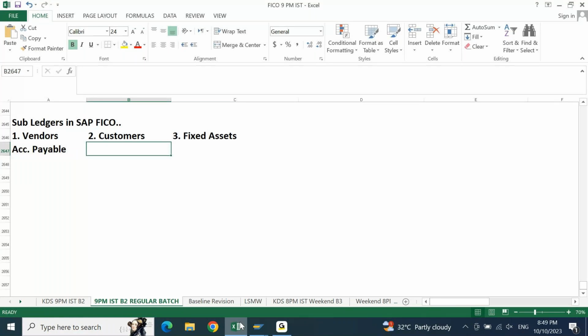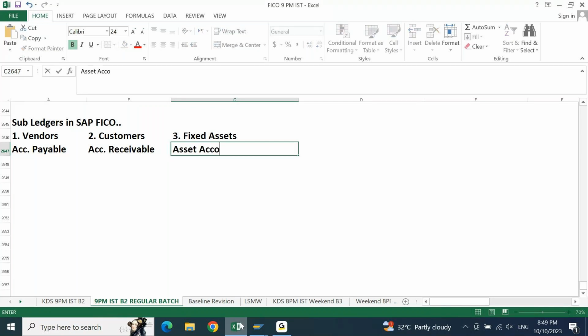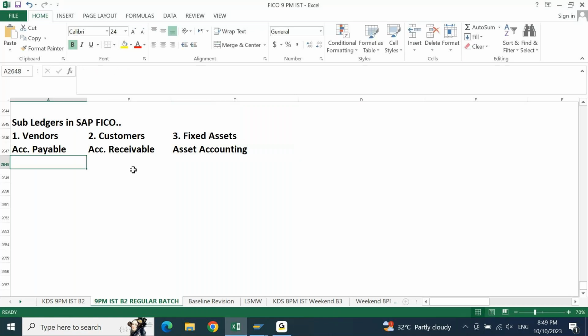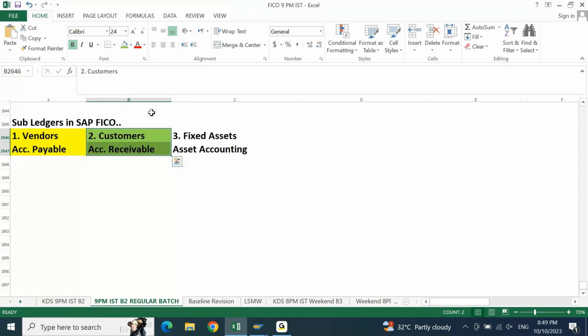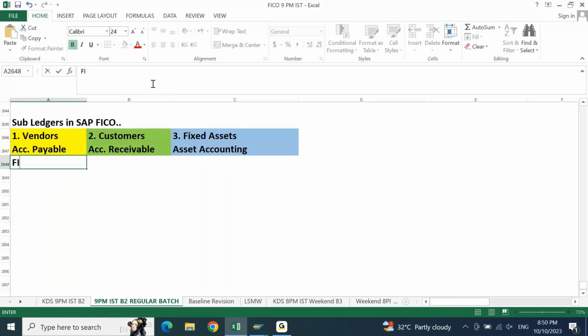When we are talking about vendor, we are talking about accounts payable. When we talk about customer, we are talking about accounts receivable. When we talk about fixed asset, we are talking about asset accounting. This is your accounts payable, this is your accounts receivable, and this is your fixed asset.